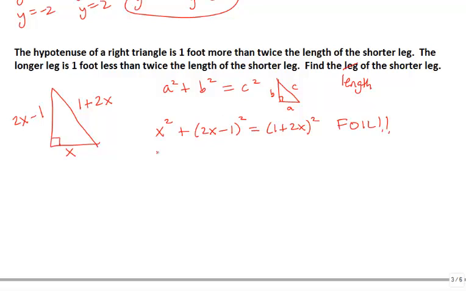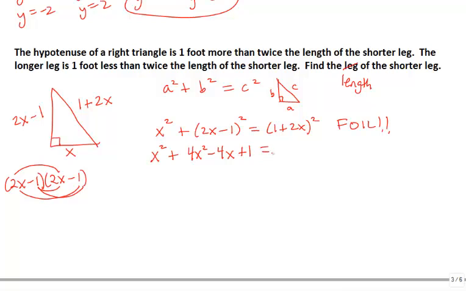So this x squared stays put, but think about what 2x minus 1 quantity squared means. That really means 2x minus 1 times 2x minus 1. So when you FOIL that out, you're going to get a 4x squared. You're going to get a minus 2x and another minus 2x, which would be a minus 4x. And then you're going to get a plus 1 on the end.